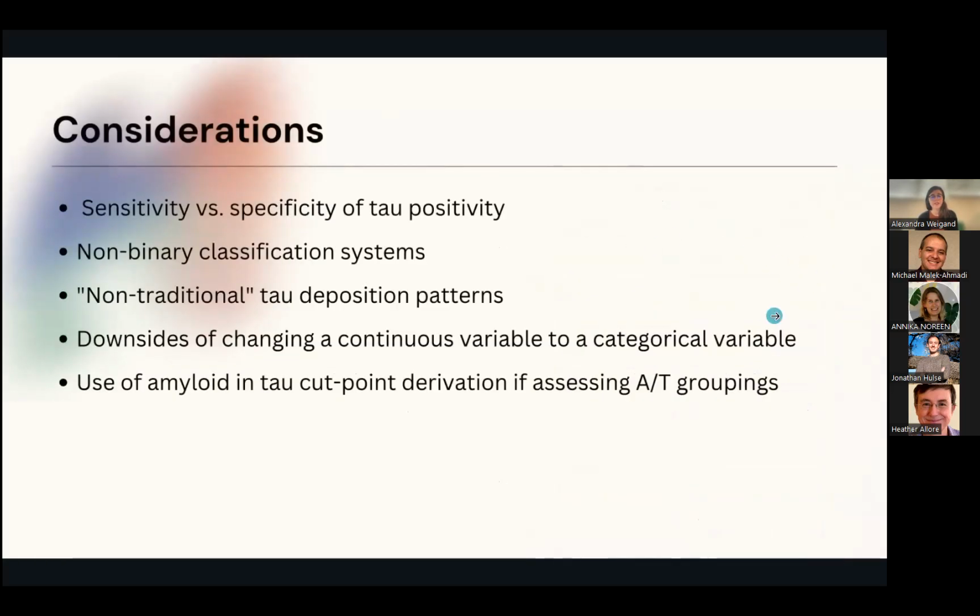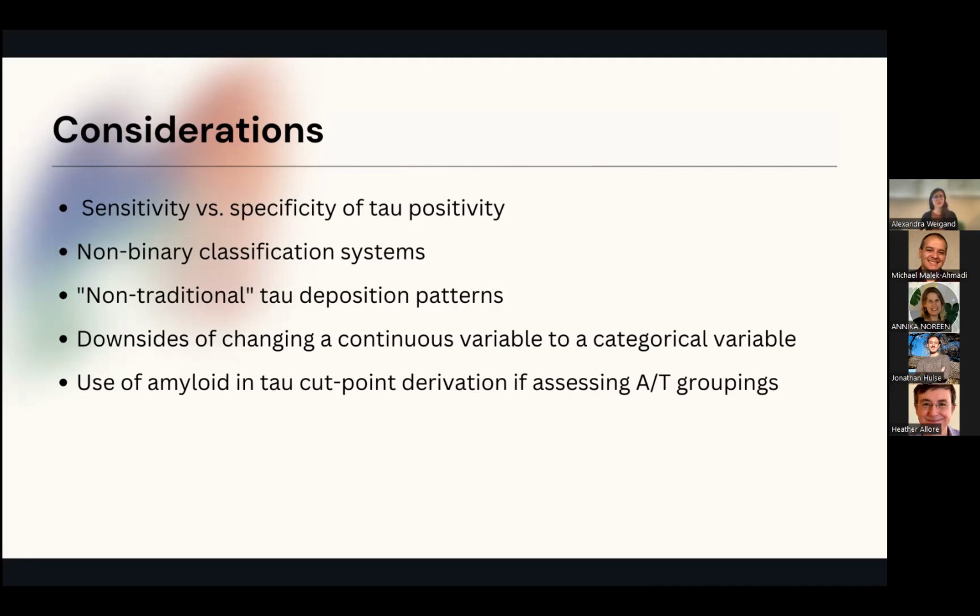Now, I want to point out a few considerations, since I'm not necessarily providing recommendations to use any one of these methods, and I think it's really dependent on the specific research question asked. So one thing I want to bring up is whether we're interested in identifying the sensitivity of tau positivity versus the specificity of these tau positivity designations. Are we interested in identifying those people early on who are truly tau positive, and we want to capture as many of those tau positive individuals as possible without as much regard to false positives?